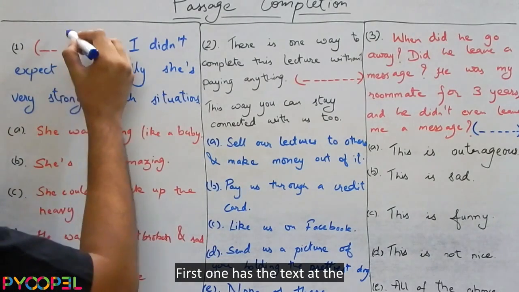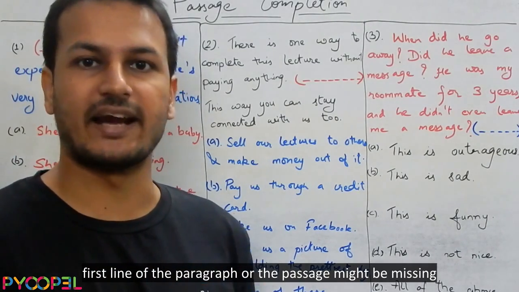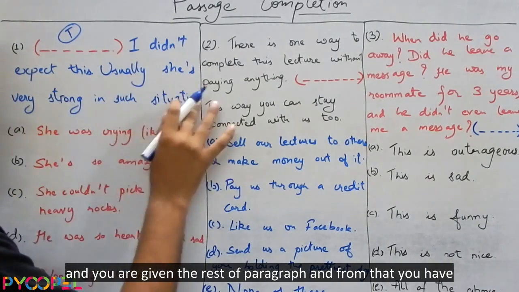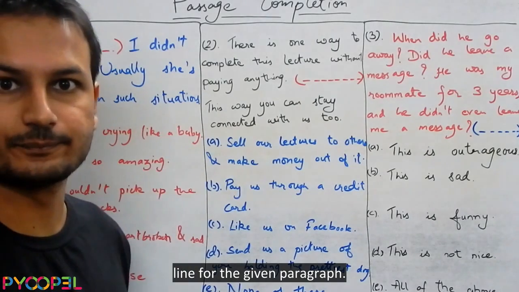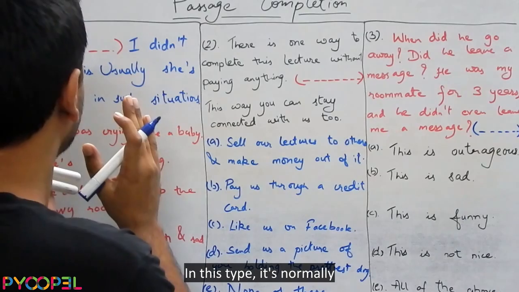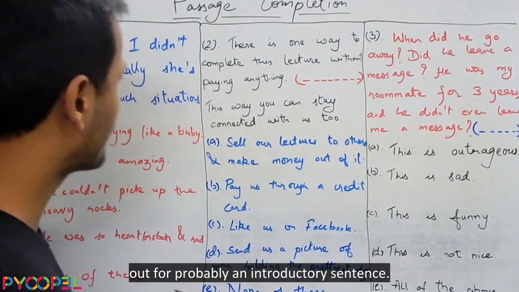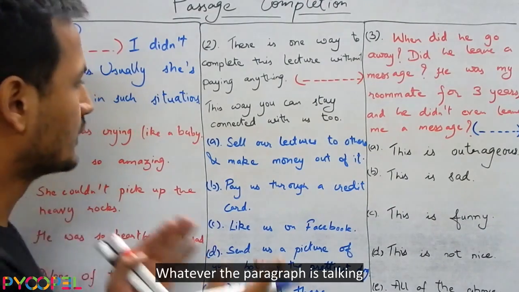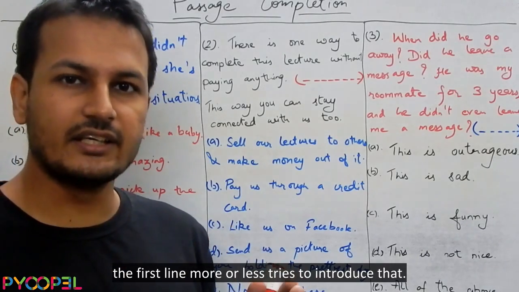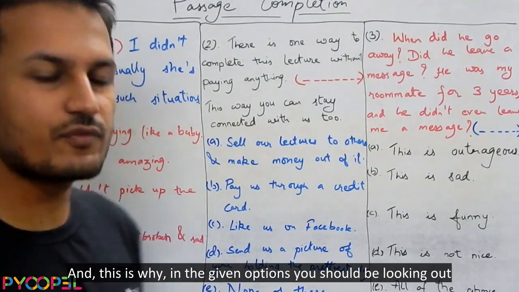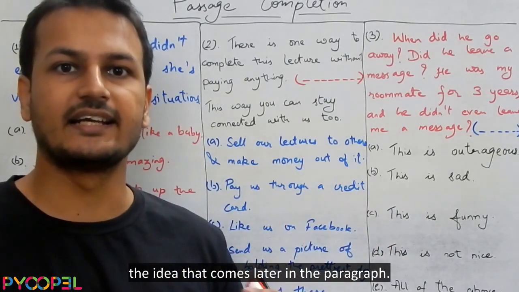First one has the text at the start missing, which means the first line of the paragraph or the passage might be missing. And you're given the rest of the paragraph, and from that you have to ascertain which of the given options will be the first line for the given paragraph. In this type, it's normally given as a rule of thumb that you should look out for probably an introductory sentence. Whatever idea has been talked about in the paragraph, the first line more or less tries to introduce that. And this is why in the given options you should be looking out for a line that probably introduces or talks about the idea that comes later in the paragraph.